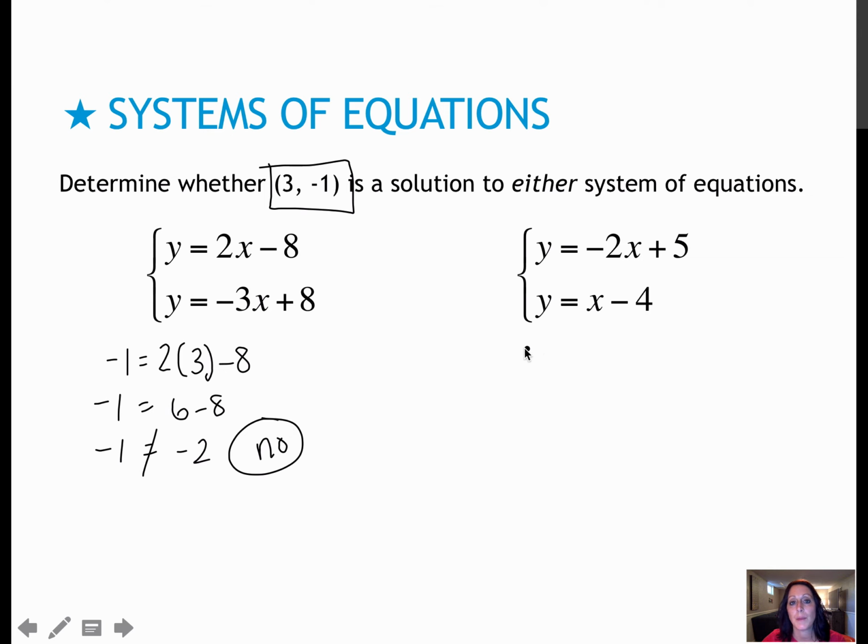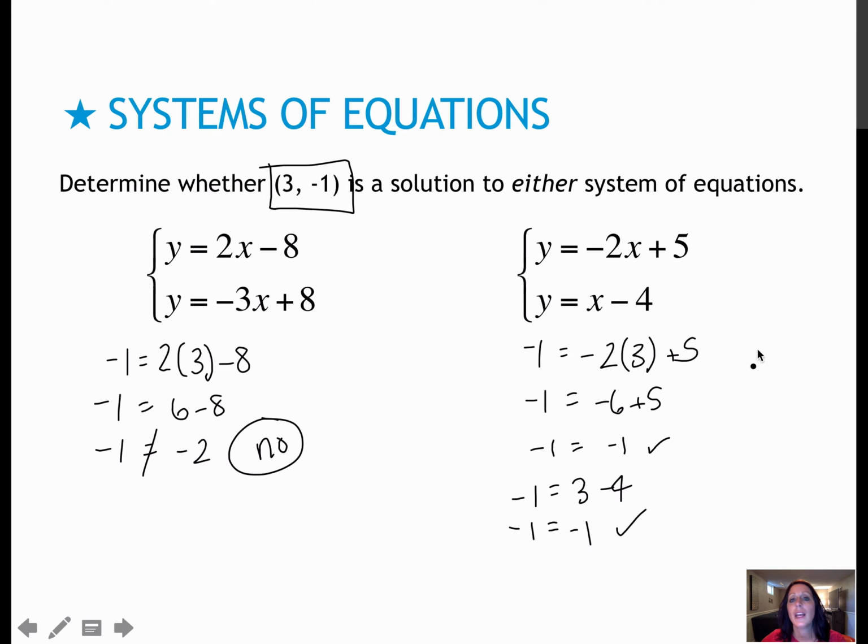For the second, I'm replacing y with -1 and x with 3. I end up with -6 plus 5, which is, of course, -1. So it checks out for the first equation. Because it does, I have to check it for the second equation. I'm going to replace y with -1 and x with 3. I get -1 equals -1. And therefore, yes, it is a solution to this system of equations.